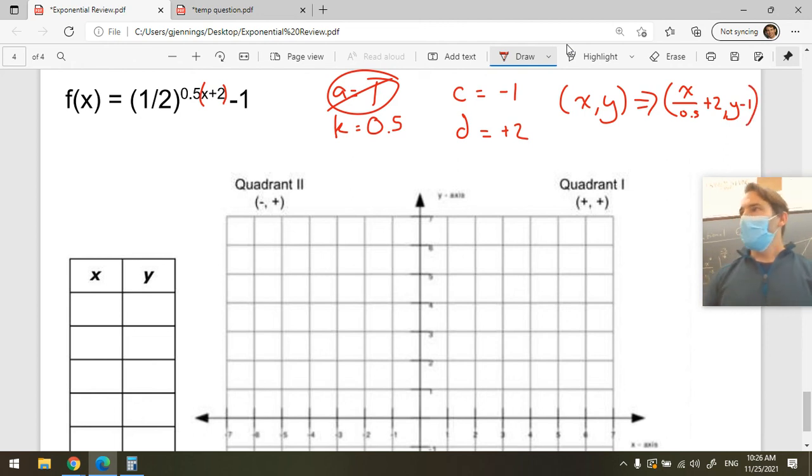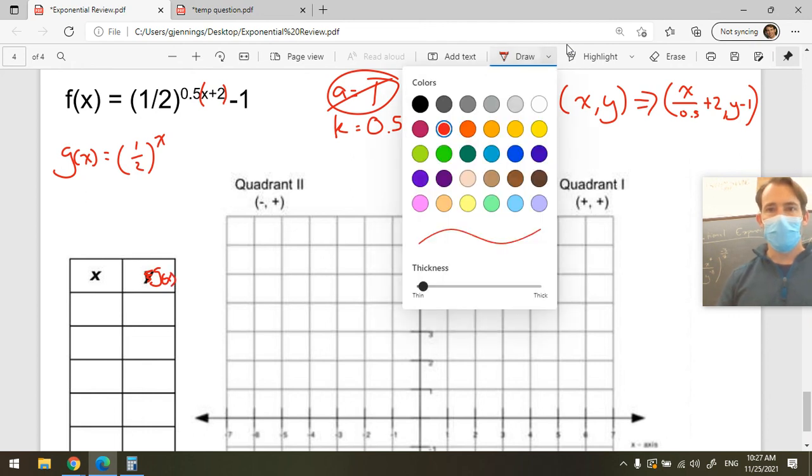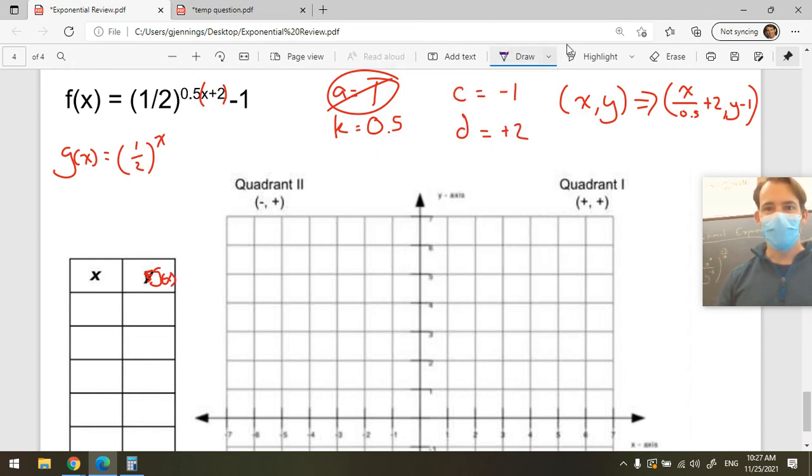Okay. So if I want to do this as a table of values for the parent function, here's my parent function, g of x. It's equal to 1 over 2 raised to the power x. That's my parent function. Then I apply these transformations to it, and I'll get this function here. So to generate a table of values for g of x, let's do x, and instead of here, we'll have g of x. And then in another color, we'll do f of x.